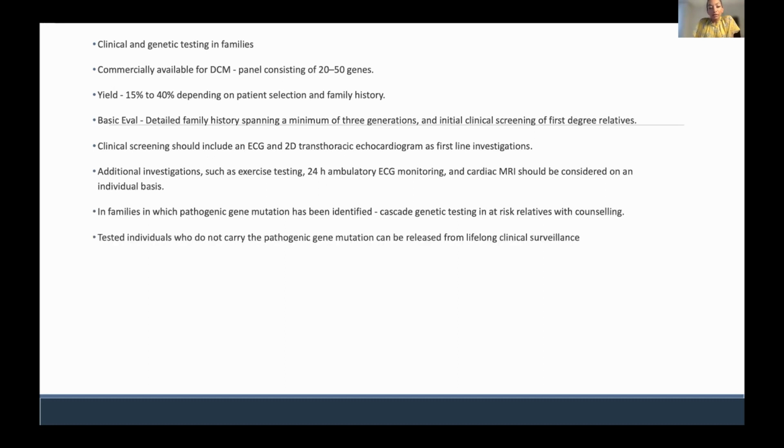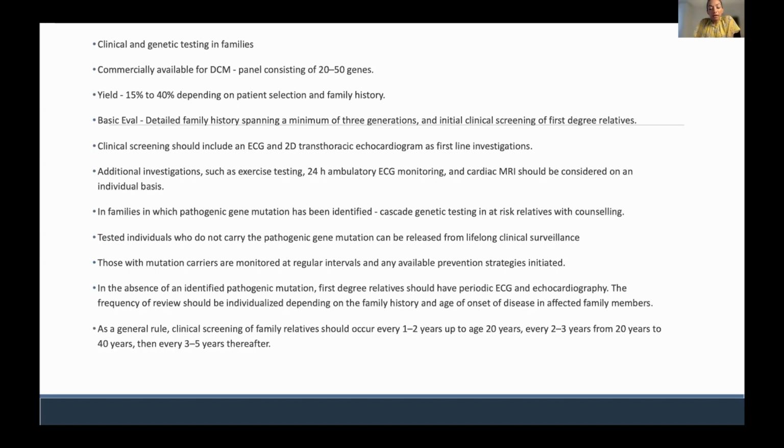If the tested individuals do not carry the pathogenic gene mutation, you don't need to survey them lifelong. If they do carry a mutation, then they should be monitored at regular intervals, and any available prevention strategies should be initiated, and that's predominantly primordial prevention, so management of blood pressure, hypertension, diabetes, weight, etc., and smoking.